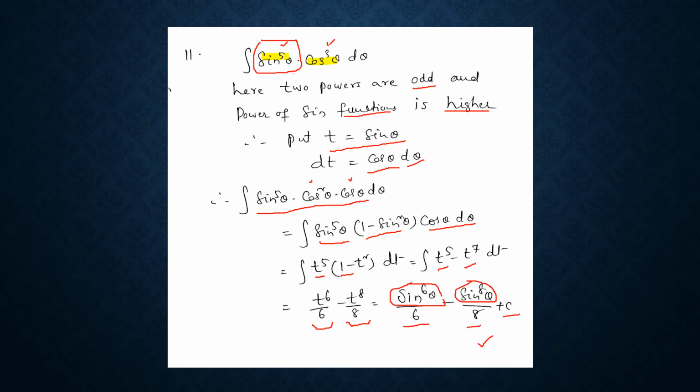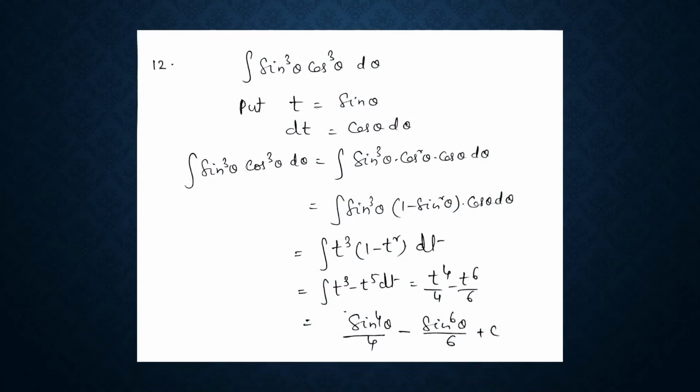Next, coming to the next problem, the 12th one: integral sine cube theta into cos cube theta d theta. So this is also in the form of integral sine to the power of m theta into cos to the power of n theta d theta. Here m and n are equal and they are having odd powers, 3.